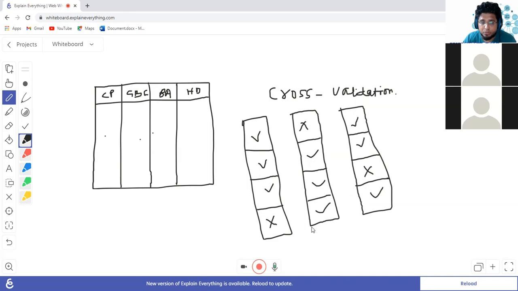Now, the question is, what should I use? Which one should I use? Whether I should go with this, or go with this? And how do I know which one is the good one for my model selection? So how is the hierarchy?